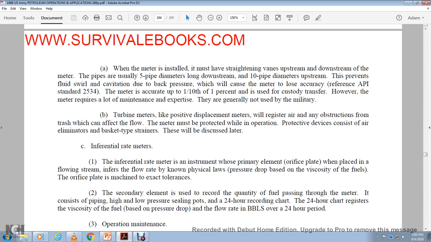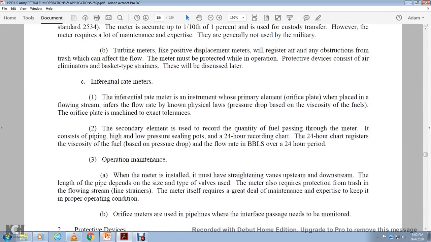Consider the piping housing low pressure sealing pots for the 24-hour recording chart. The 24-hour chart registers the velocity of the fuel based on the pressure drop of the flow, in barrels, over the 24-hour period of operation and maintenance.